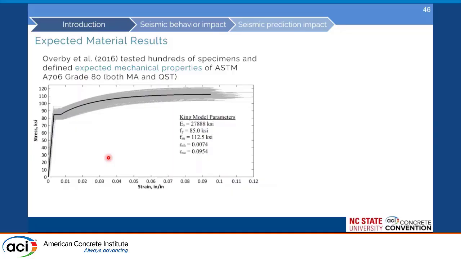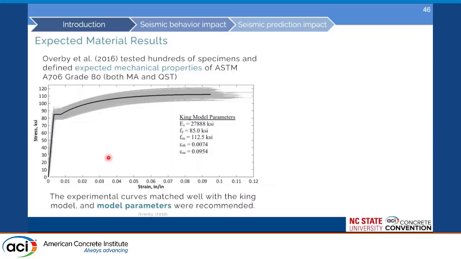So they looked into both microalloy steel and QST steel. All of the tests fitted well into what we call the King model for steel. That represents a steel that has a very defined elastic region followed by a defined yield plateau and then a strain hardening curve, right? So from those tests, they recommended different model parameters that could fit Grade 80 steel reinforcement.